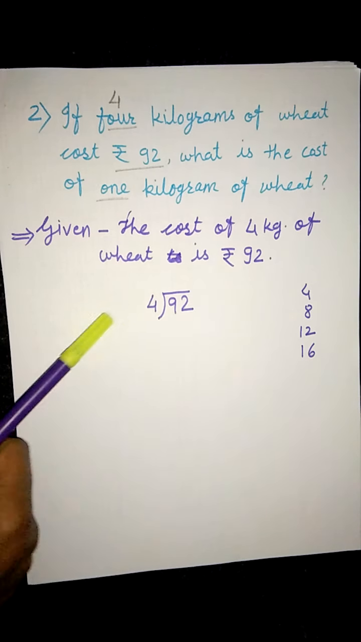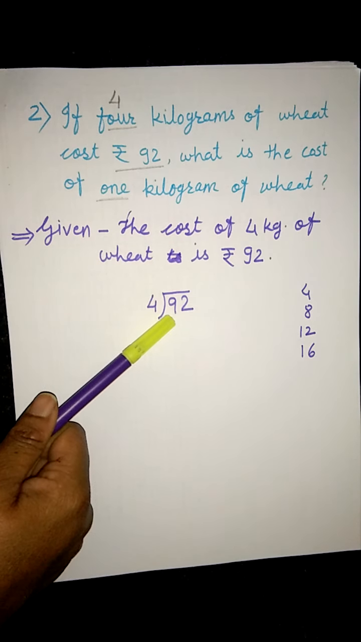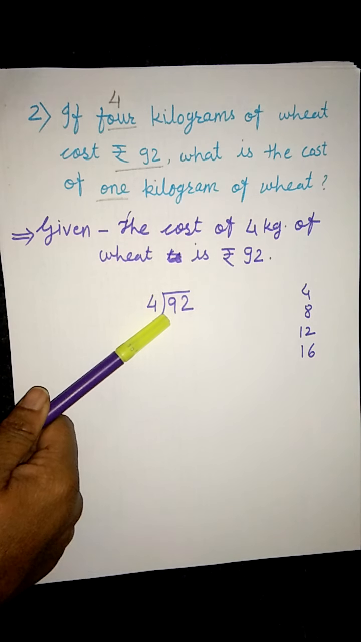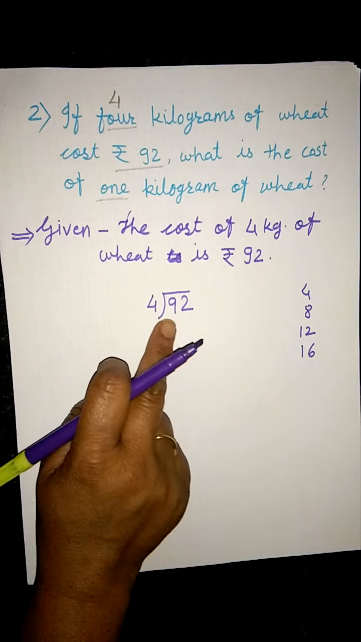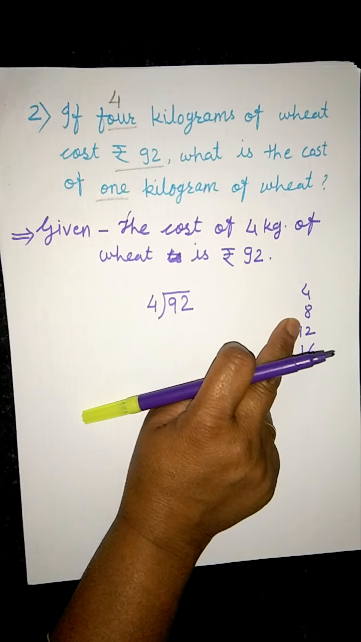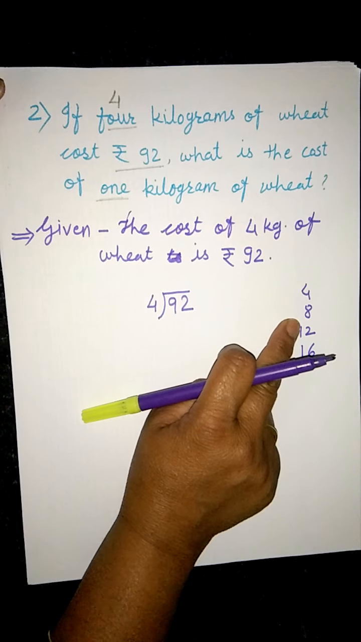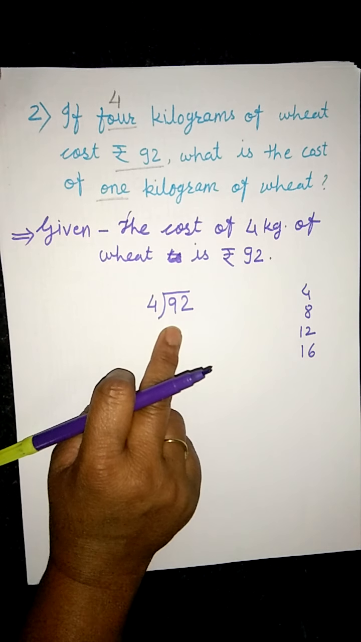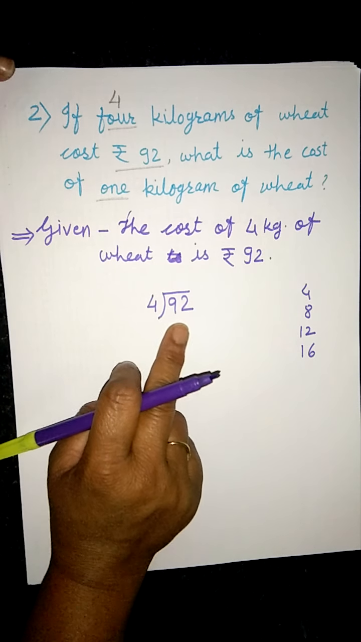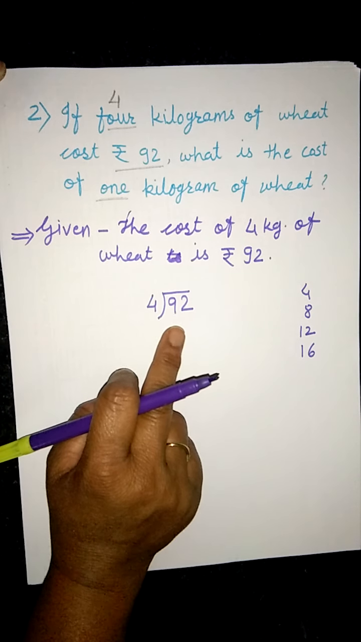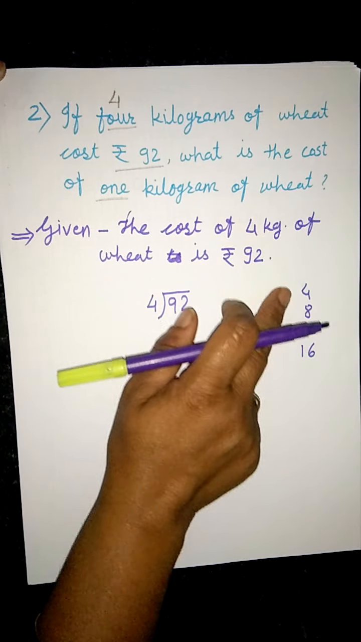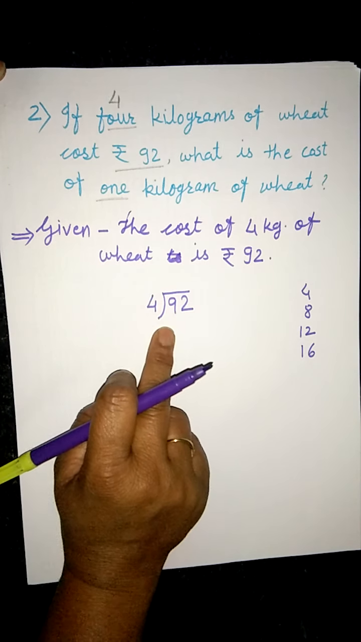But in 4's table, we are not getting 9. It never comes. 4 twos are 8. Now you have to write here the smaller number. Again listen, I am telling you, not smallest. You have to write here the small number, smaller than 9.